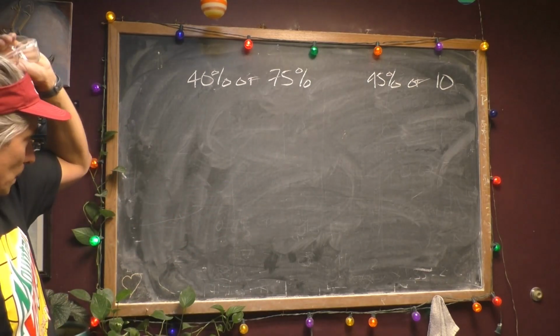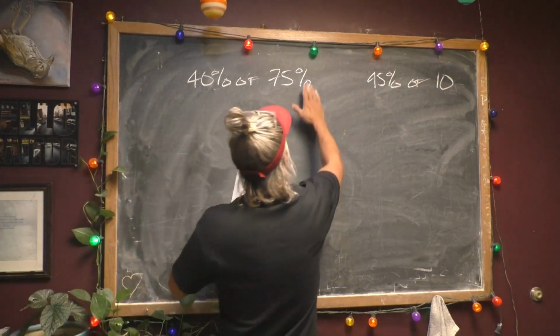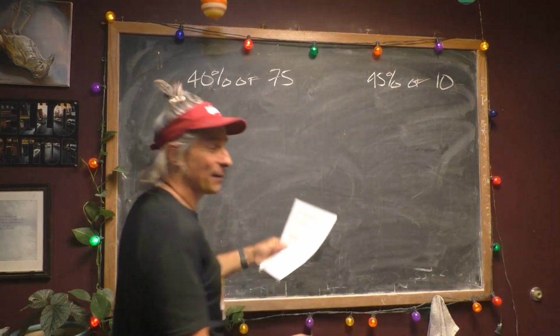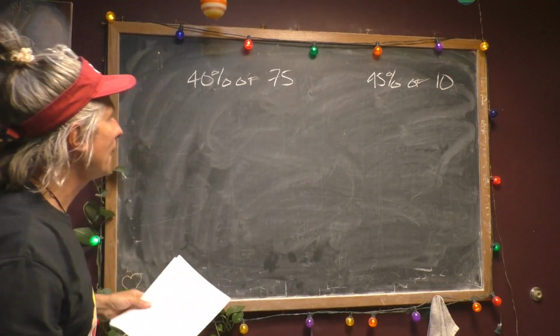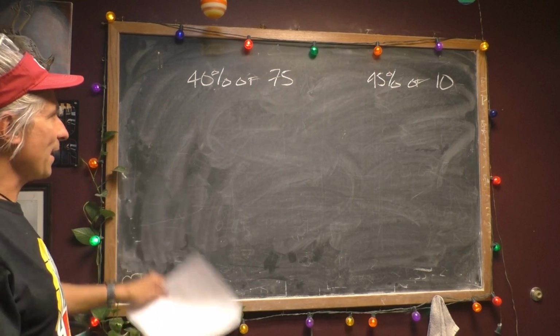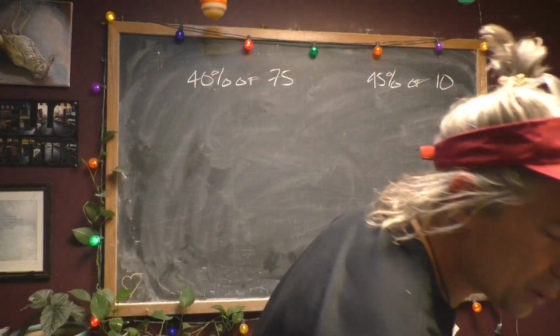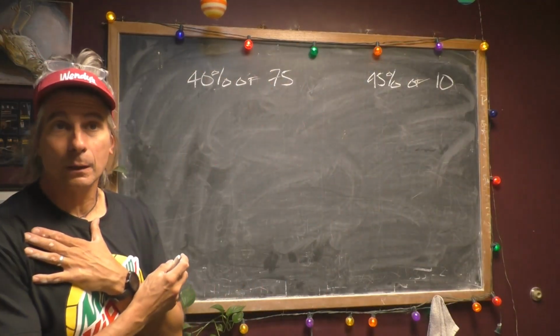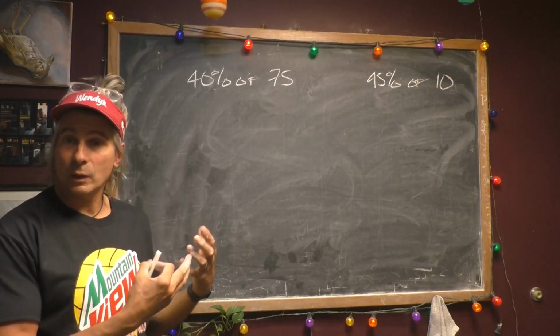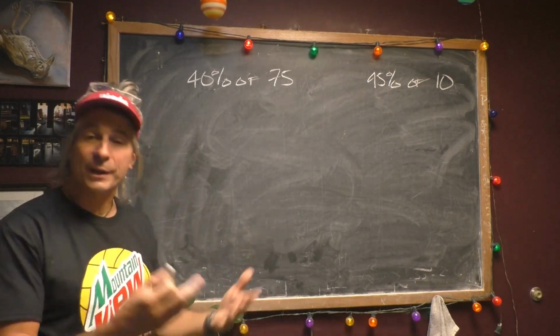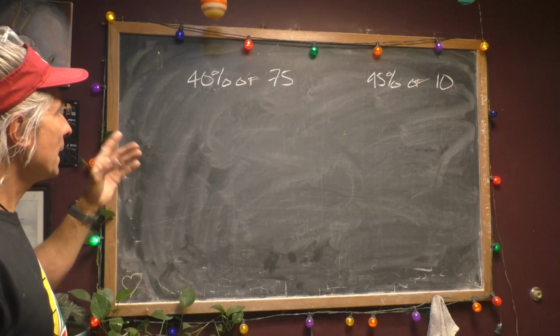Oh my goodness. That's just 75, not 75%. My brain was getting too fast there. Okay, 40% of 75. Number of ways to do this one, but I always fall back on the way I learned when I was very young, before we were carrying around pocket calculators all the time.